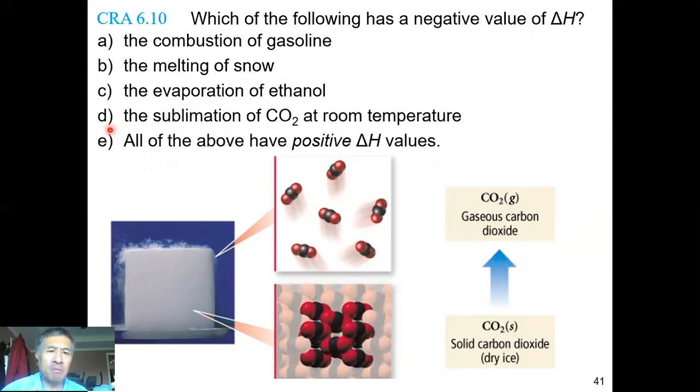D, the sublimation of CO2 at room temperature. Sublimation means the substance changes from solid directly to gas without going through the liquid. So this is also endo, which means delta H is positive. So only A, which is exo, has a negative delta H. So therefore, our answer for this CRA 6.10 is A.